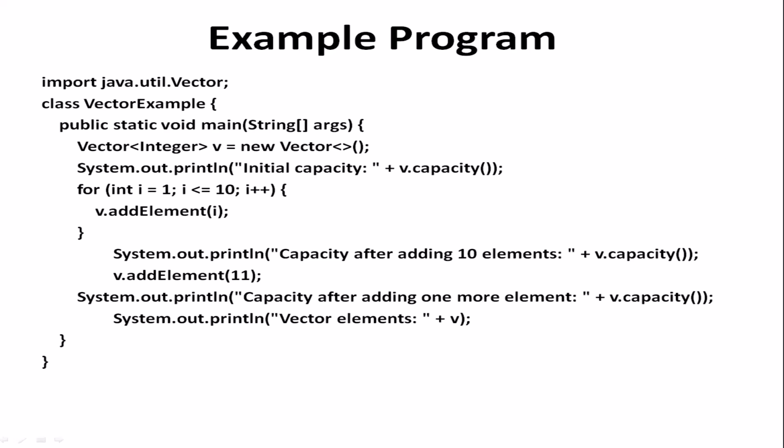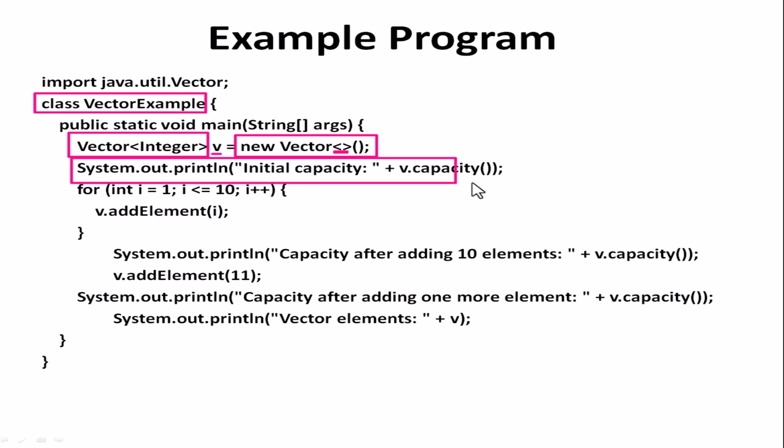Here you have an example for a vector program. We have specified the class name as VectorExample, and within the main method we have specified Vector of Integer. The data type which we have specified is Integer. The object name is v. We have created an instance of the vector by specifying new Vector with parentheses. For generics we use the greater than and less than symbols, so that identifies the generic.